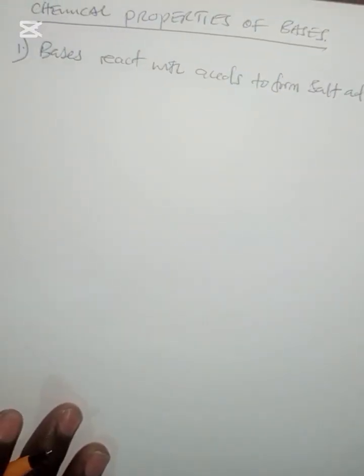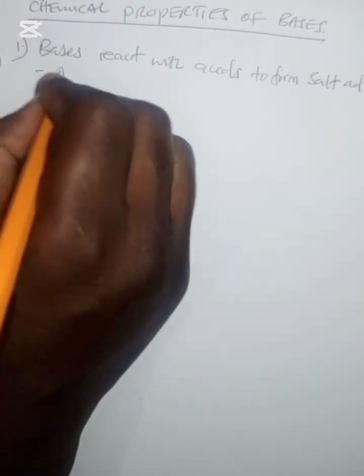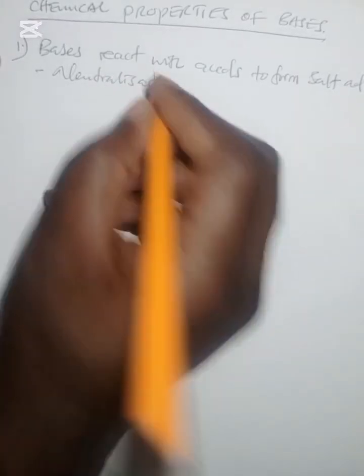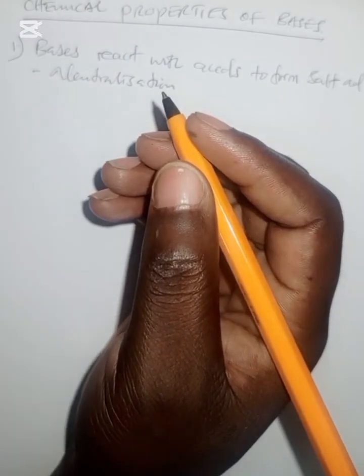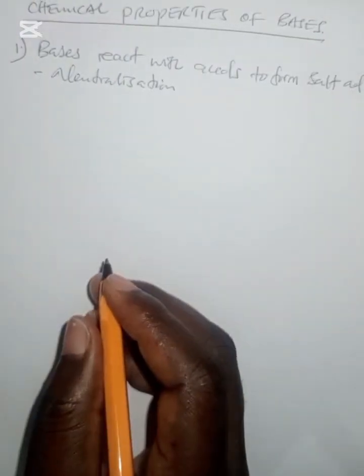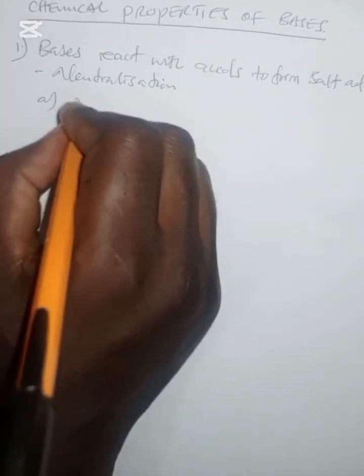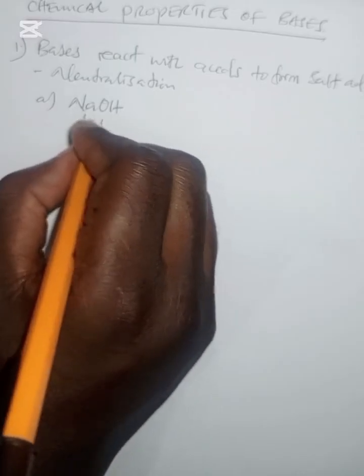Okay, let's take an example. Now, before we take an example, this reaction is called a neutralization reaction. It's a reaction between an acid and a base to produce salt and water. So let's take an example. Let's call this A. Let's say we have sodium hydroxide, which is a base in this case.